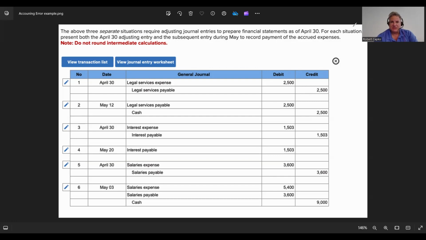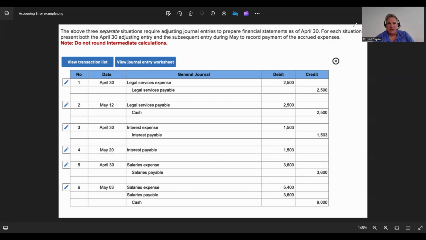This is an example that was sent to me by a student, and they were getting an error message when they tried to do all the journal entries for this. It says that the above three separate situations require an adjusting journal entries to prepare financial statements as of April 30th. For each situation, present both the April 30th adjusting entry and the subsequent entry during May to record the payment for the accrued expenses. And when they entered it, they were getting an error and they weren't sure why.